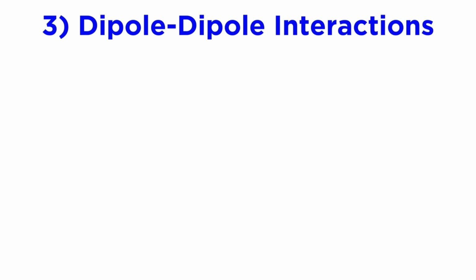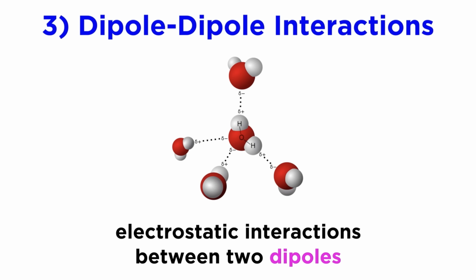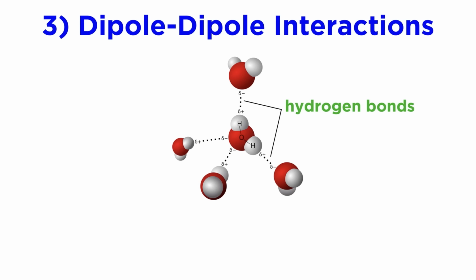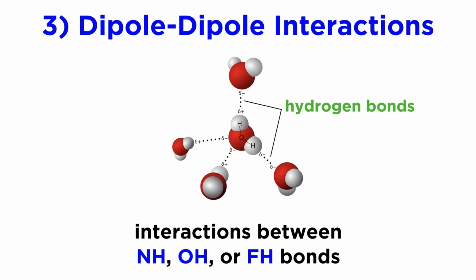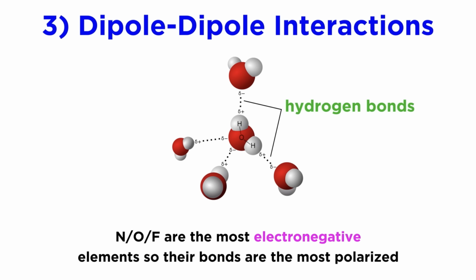Next, we have dipole-dipole interactions. As you can guess, this is when dipoles interact with each other, as with pure water. When in liquid form, water molecules will move in such a way so as to always be making electrostatic interactions between the negative end of one dipole and the positive end of another dipole. In this case, these dipole-dipole interactions qualify for a special title, hydrogen bonds. This is when dipoles generated by NH, OH, or FH bonds interact with each other. These are especially strong because these are the most electronegative elements, so they will create the most strongly polarized bonds, resulting in a very strong interaction.